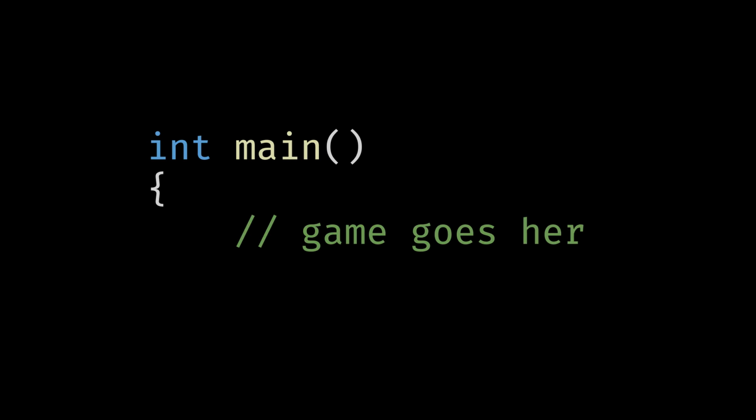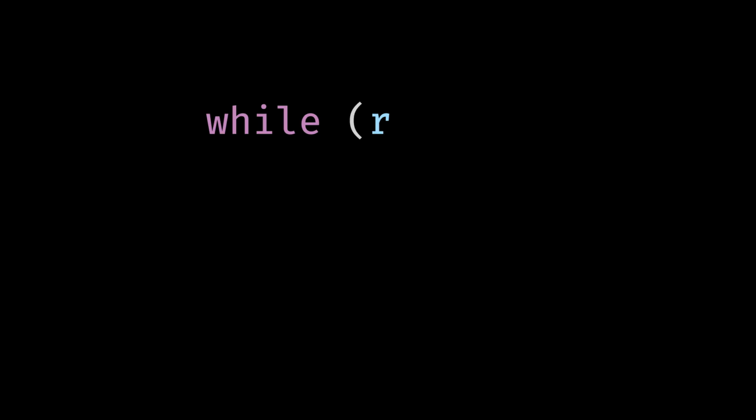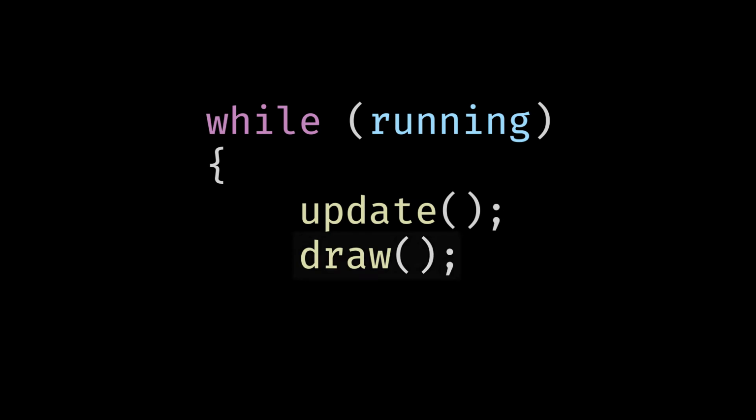Getting the game loop right. Let's say you're writing a game from scratch. One of the first things you want to do is create a game loop, which is basically an infinite loop which deals with the simulation and drawing of your game. The most basic loop will call the update function and the draw function on every single iteration.